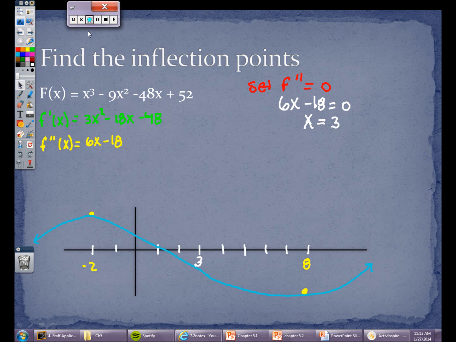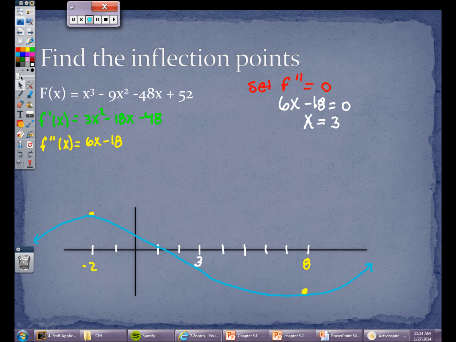So as you can see here from this graph, I have an inflection point at 3. I have a local max at -2, a local min at +8, and those values were found by determining where the graph was increasing and decreasing, utilizing some different things with the first derivative. Let me go ahead and find the values of the local max and local min, and then also find the y value of the inflection point.